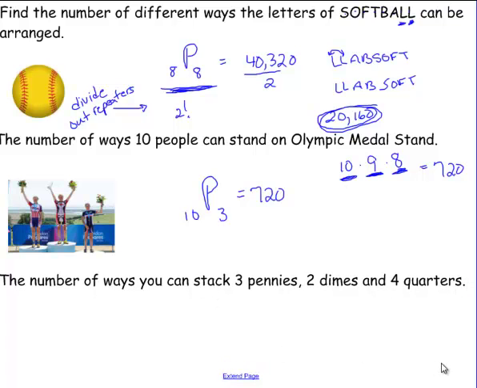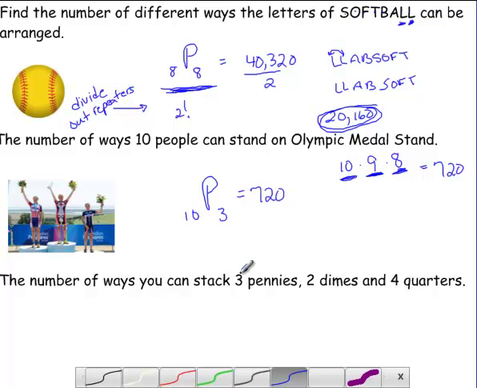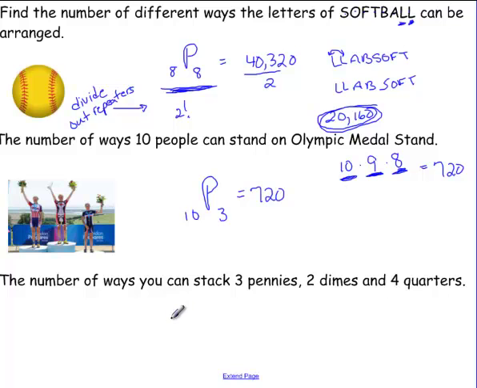Number of ways you can stack 3 pennies, 2 dimes, 4 quarters. Does order matter? Yes, order matters here. So it's a permutation. So I have 3, 5, 9 different objects that I'm stacking. 9P9, or you can do 9 factorial.